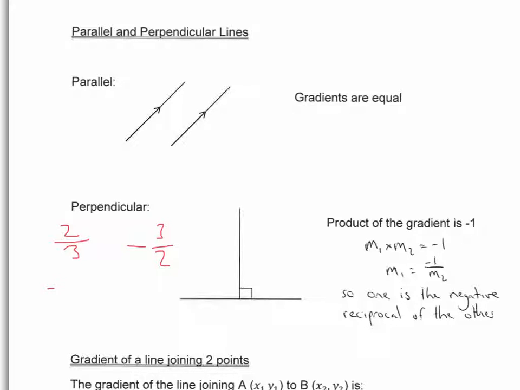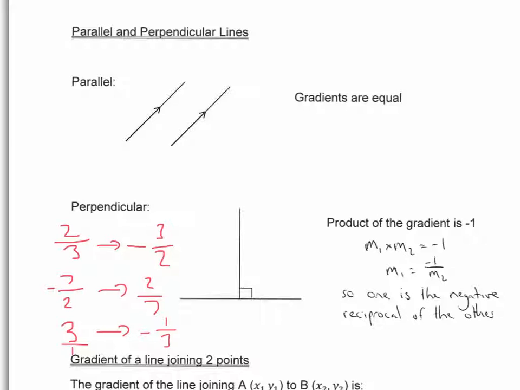If I gave you the line -7 over 2 and said what gradient would be perpendicular to that one, I would make it negative, so it becomes positive, and I would make it its reciprocal. If I gave you something a bit simpler, like just 3, and said what's the negative reciprocal of 3, well, 3 is really 3 over 1, so it would become -1/3. So we can now write down gradients to make right angles with other gradients.